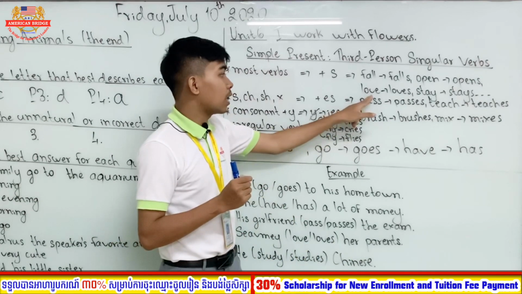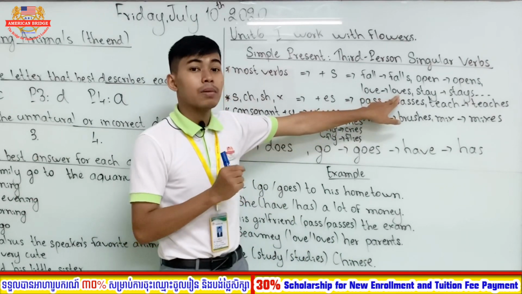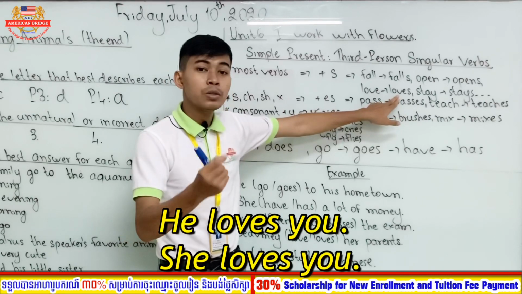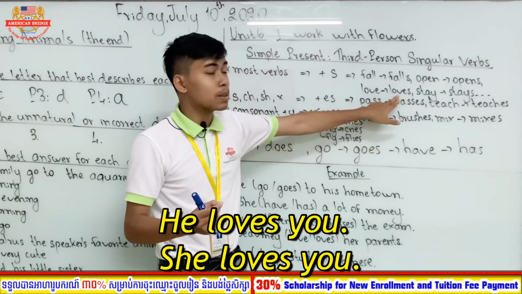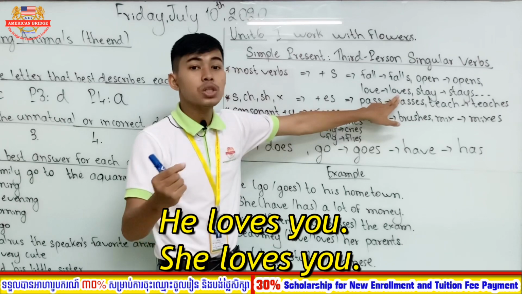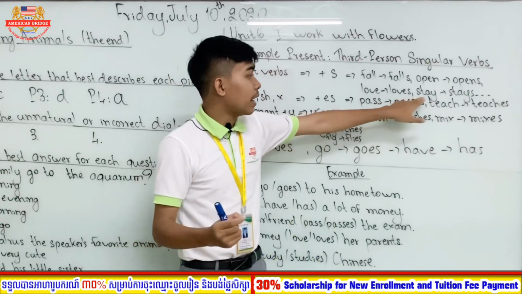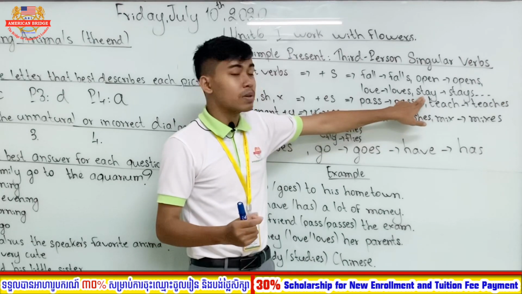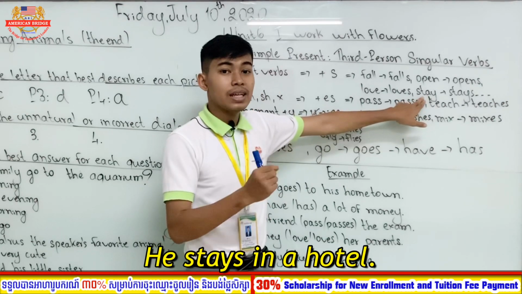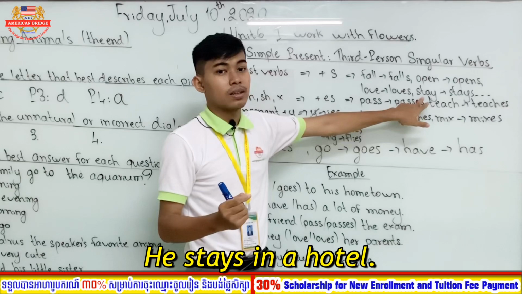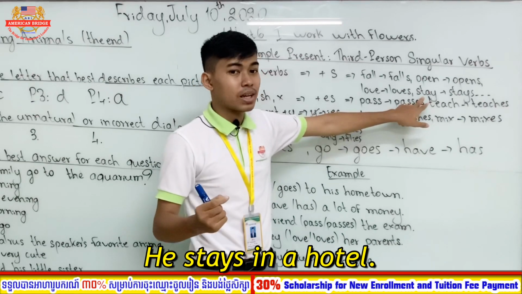Okay, like the word love, we add s and it becomes loves. Example, I love you, you don't need to add s. But when we use the subject he, he loves you, we have to add s. She loves you. Okay, and the word stay, we add s and it becomes stays. Example, he stays in a hotel. He stays in a hotel, so we have to add s.